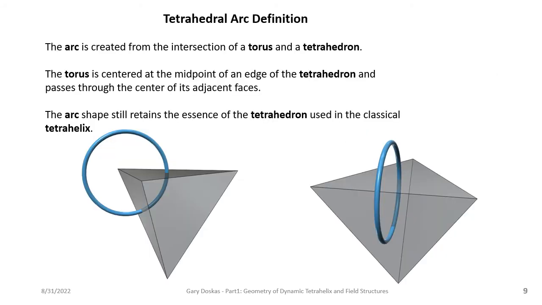Tetrahedral Arc Definition. The arc is created from the intersection of a torus and a tetrahedron. The torus is centered at the midpoint of an edge of the tetrahedron and passes through the center of its adjacent faces. The arc shape still retains the essence of the tetrahedron used in the classical tetrahelix.